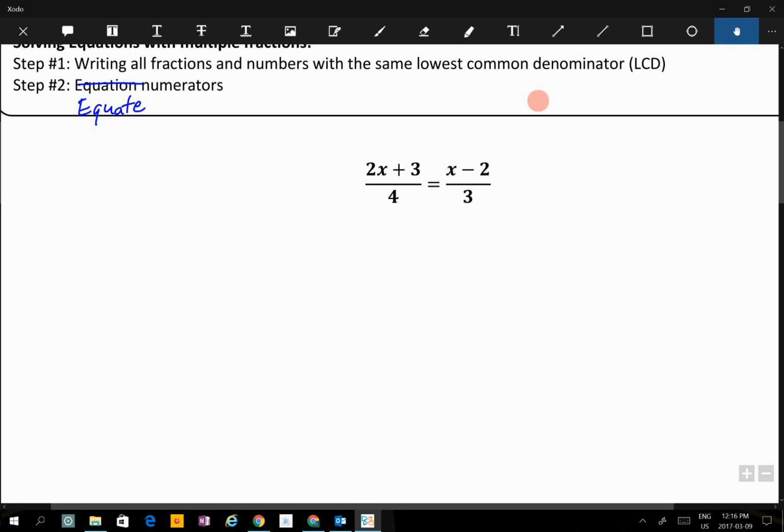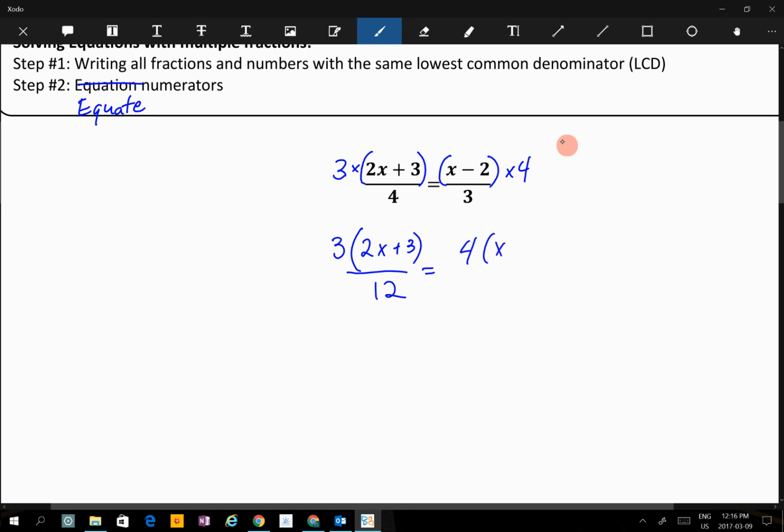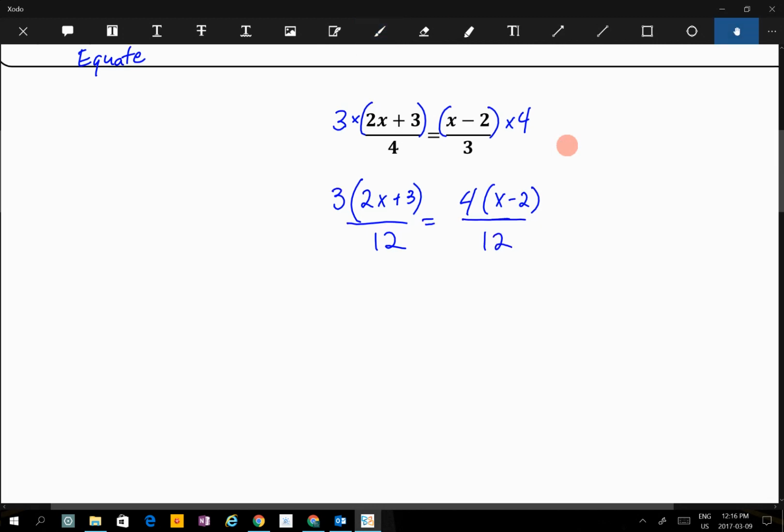So if I want to write the denominator as 12, I can simply multiply this entire numerator by 3, and I can multiply the bottom by 3, and multiply this numerator by 4, both the top and the bottom by 4, so that I can get 3 times 2x plus 3 over 12. And here I will get 4 times x minus 2 over 12. Okay, so our lowest common denominator is equal to 12.